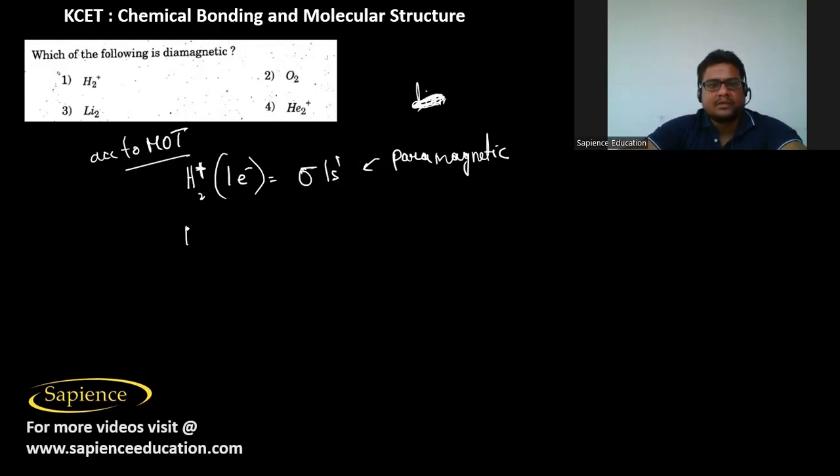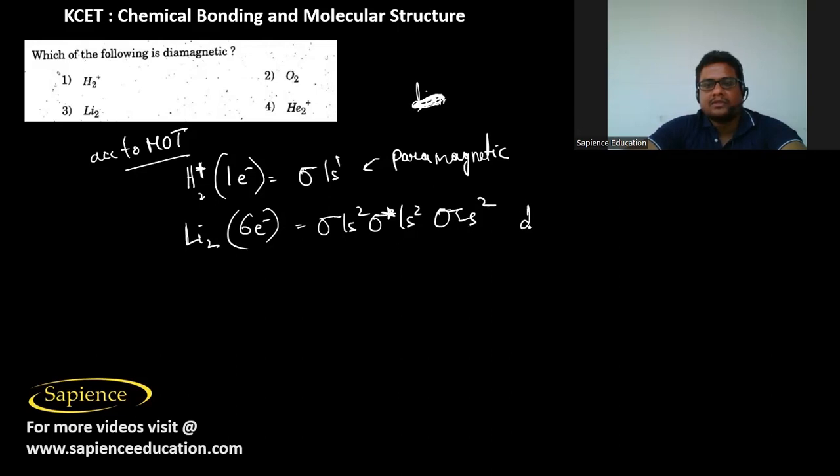So here, in case of Li2, the molecule will have 6 electrons. So its molecular electronic configuration will be sigma 1s2, sigma star 1s2, and sigma 2s2. So here all molecular orbitals are fully filled, so it is a diamagnetic species.